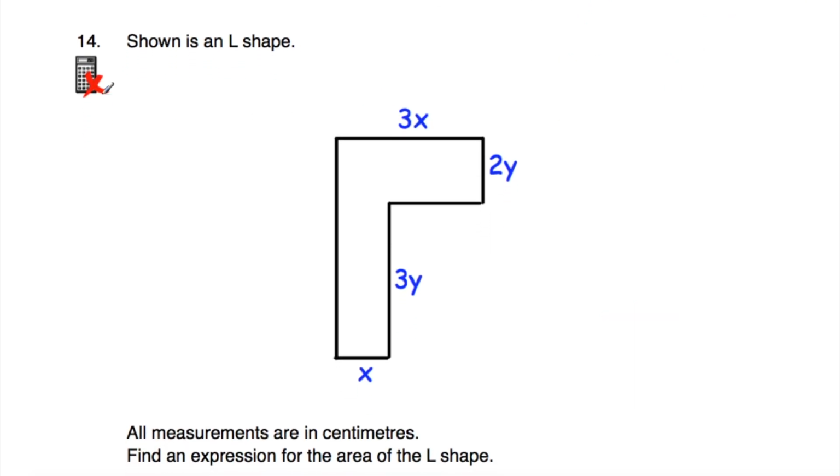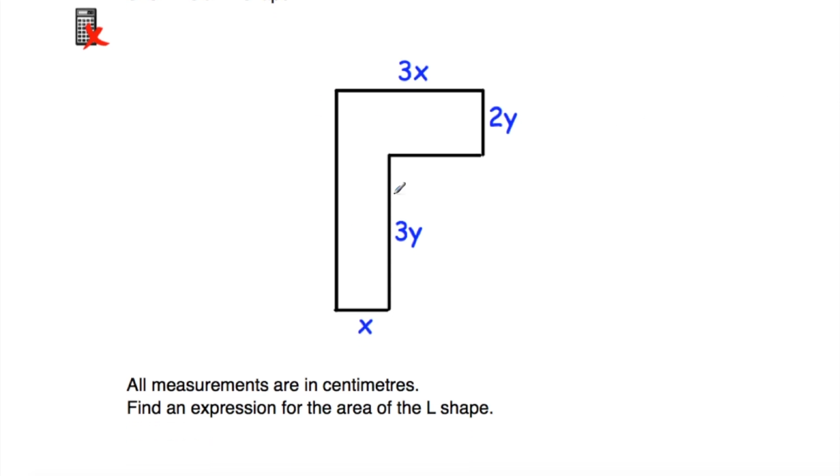Okay, so question number 14. Question number 14 is a non-calculator question, so I've put the calculator down, and we've got this L shape, or looks like an R shape, just spun around, and we've got all measurements are in centimeters, so this is 3x centimeters, 2y centimeters, and so on. And we've been asked to find an expression for the area of the L shape, so we want to find an expression for the area of this L shape.